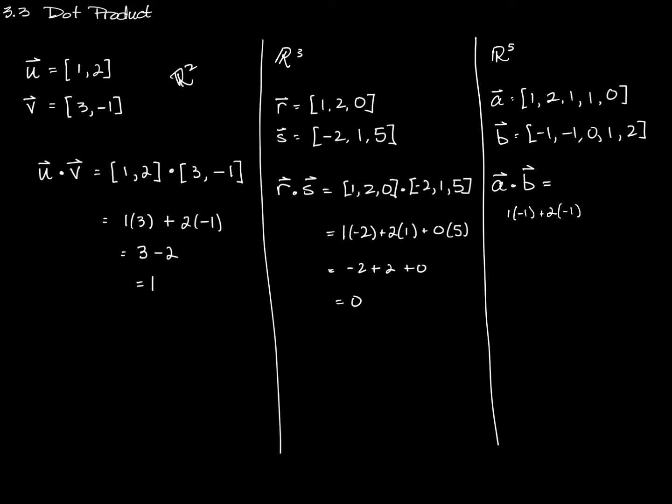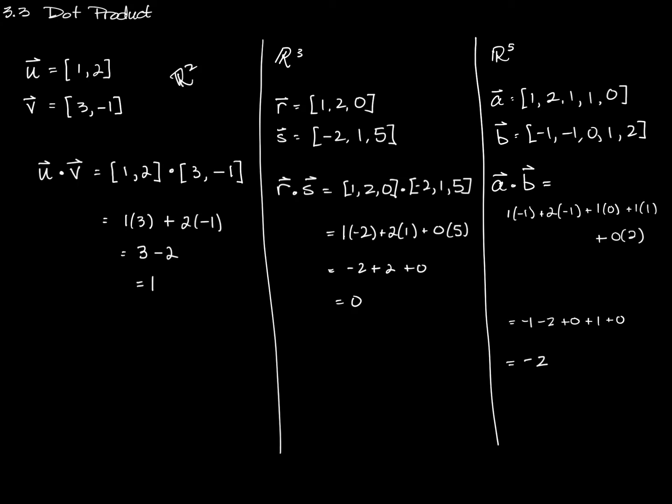times -1 plus 1 times 0 plus 1 times 1, and I ran out of room anyway, plus 0 times 2, which is -1 minus 2 plus 0 plus 1 plus 0. And when I add those together, I get -2. So the scalar can be negative.